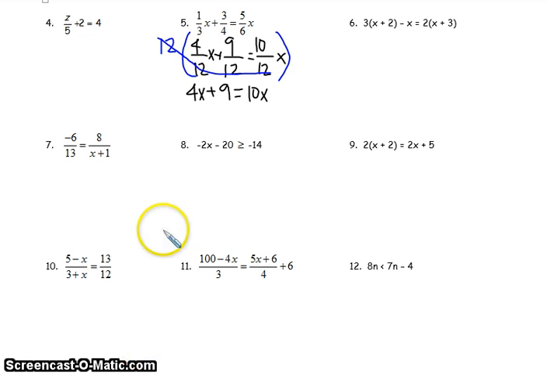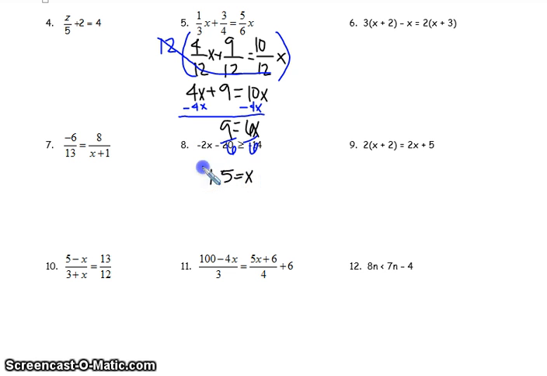And then I can subtract my x's over to the same side, which gives me 9 equals 6x. And then I want to divide by 6. So I get 1.5 equals x.